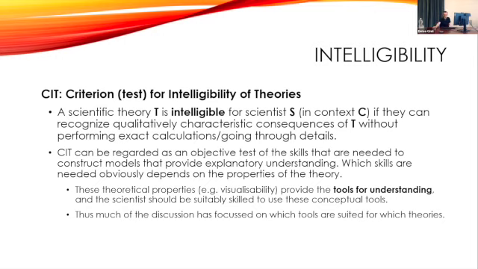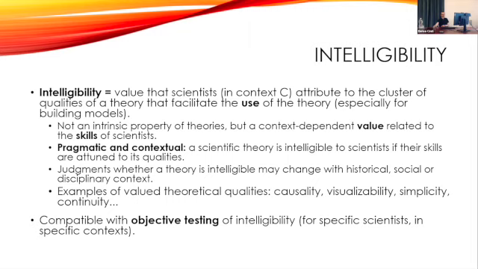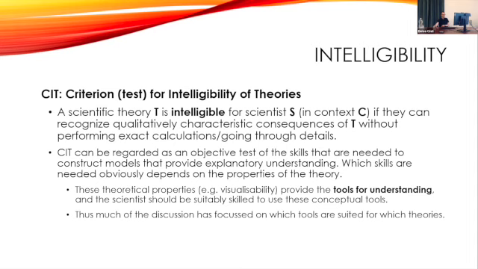Since we have this notion of recognizing qualitative characteristics that goes into the test, he also emphasizes that this criterion is not the only test. There could be other tests. And since the notion of intelligibility is related to skills, we need to say something about the skills. So he emphasized the notion of tools for understanding. Certain properties of theories, such as visualizability, can be tools for understanding. Visualizability is one such tool, as I'm now going to discuss.